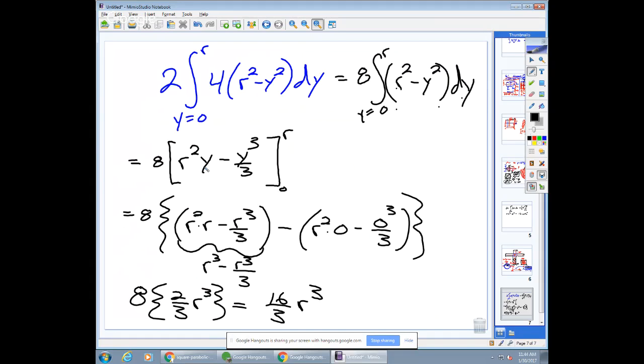Okay, I got a couple nods there. So I'm just going to look up the volume of a sphere. Does anybody remember that off the top of their head?